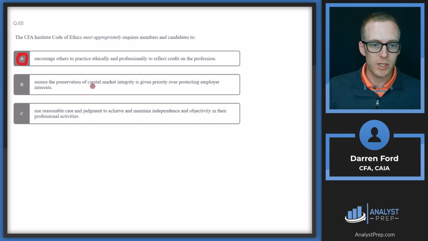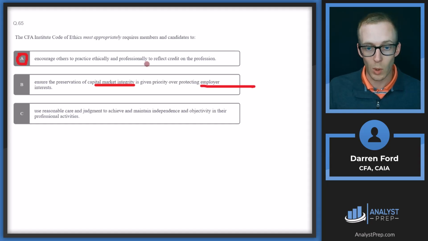B, ensure the preservation of capital market integrity is given priority over protecting employer interest. You could probably make the case for this, but I don't think the code necessarily says we need to give this priority over having loyalty to our employer. And this is a gray area situation here. So I would lean towards A still being the better answer.